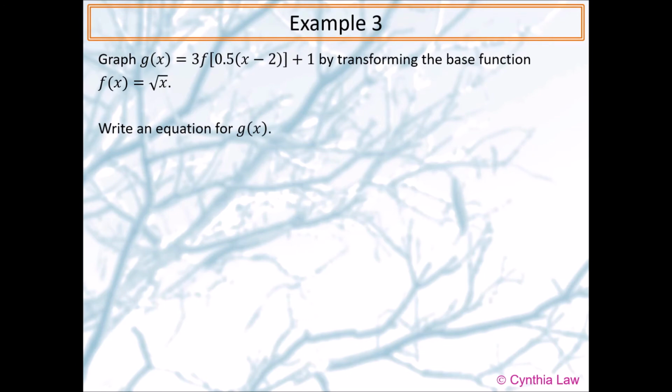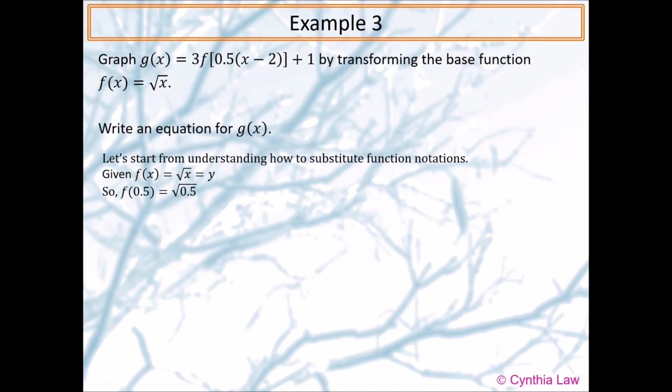What if we want to write an equation for g of x? So let's quickly review how to substitute first. We are given f of x equals square root of x, which is y. f at 0.5 is square root of 0.5. f at x minus 2 is the square root of x minus 2. f at 0.5 multiplied by x minus 2 is the square root of 0.5 multiplied by x minus 2, and everything is under the radical sign.